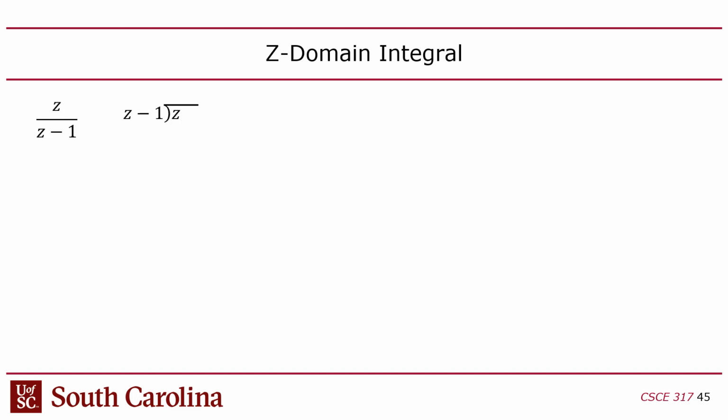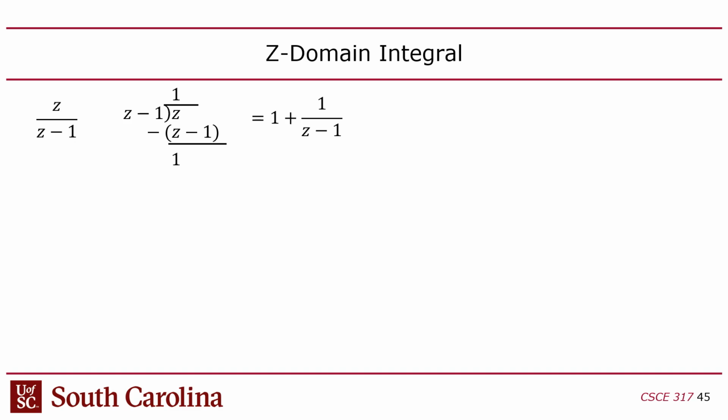So if I use some long division here, if I take Z minus 1 and divide it into Z, using some long division, I can get 1, right? But then I have to subtract Z minus 1 from here to calculate the remainder, right? So I end up with a remainder of 1, but remember, the remainder is over the original denominator. So now I have 1, with the remainder of 1 over the original denominator, which is Z minus 1.